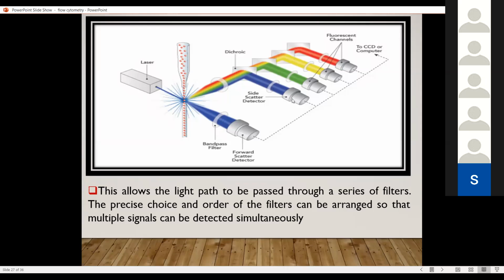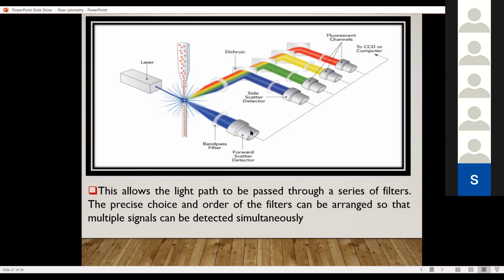So this is a side scatter detector. Here all these are detectors. The blue light which is reflected from this dichroic filter is detected by this side scatter detector. After this, the next dichroic filter is designed such that it reflects the green light, and here is also a detector. Another dichroic filter reflects yellow light, and the last one is a dichroic filter able to reflect the red light. Here all are the fluorescent channels and detectors which are able to detect the reflected light.